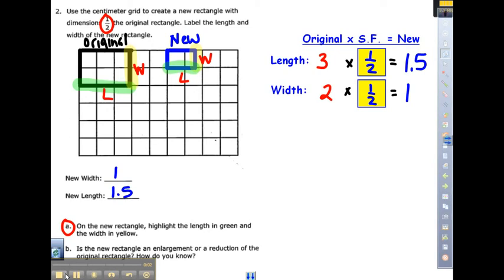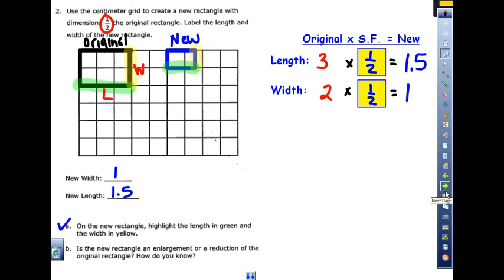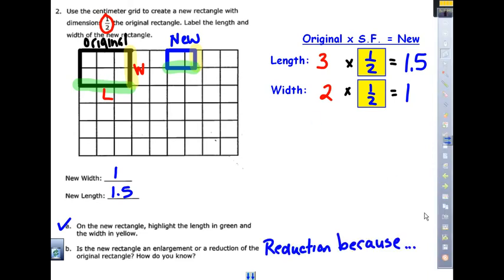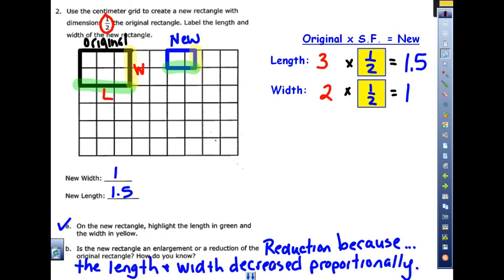Reduction or enlargement, video number 2. Okay, where did we leave off here? Is the new rectangle an enlargement or a reduction of the original? How do you know? Well, here's the original and here's the new. It got smaller, so we call it a reduction. How do you know it's a reduction? Put it in your own words. I said it was a reduction because the length and the width decreased proportionately.